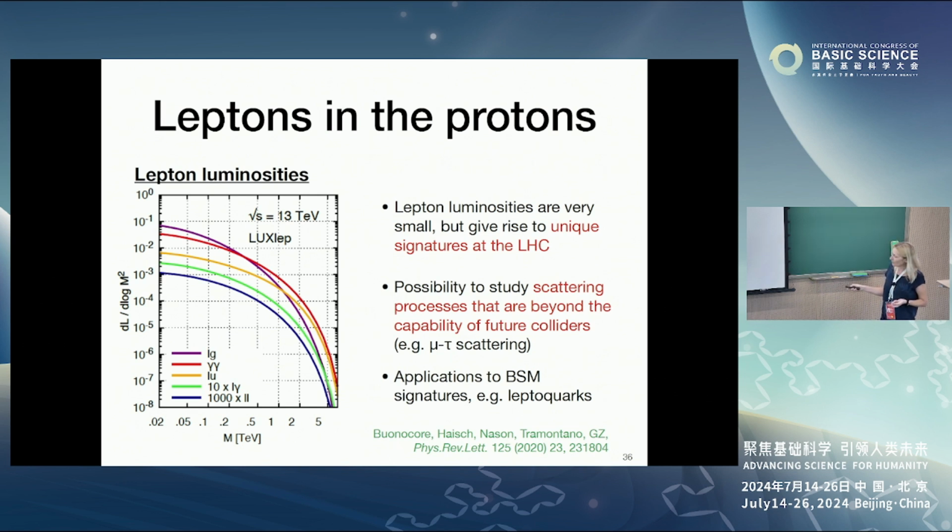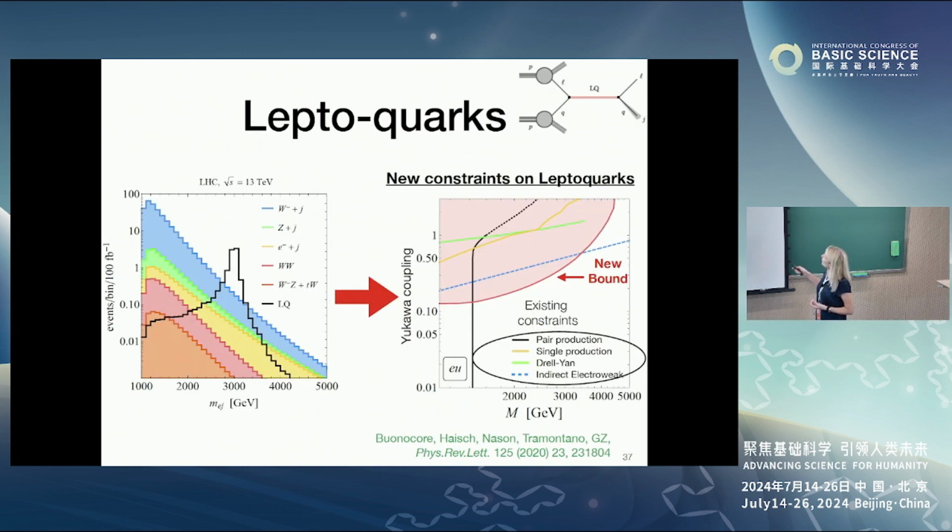They can also be used, and I want to focus on just one slide on this, in different BSM signatures. For instance, clearly, leptoquarks. You can now have a resonant leptoquark production. So you take a lepton from one proton and a quark from a standard quark PDF, and then you can produce a resonant leptoquark.